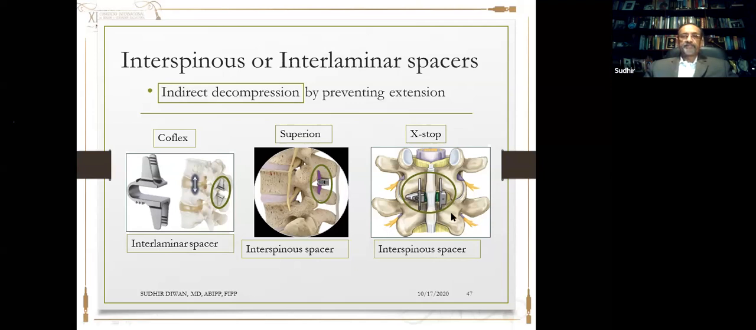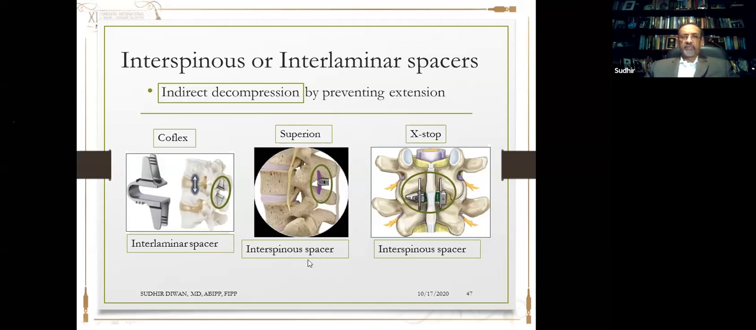Also, the coflex and X-top are not offered by pain physicians. These 2 procedures are still done by the spine surgeon and not by the interventional pain physician. Superion is the new one that just came out 5 years ago, and that is the option that we are offering. I do it on a regular basis in my practice. It's very simple, takes 20-30 minutes. It's FDA approved for 2-level decompression, and it's really very easy.